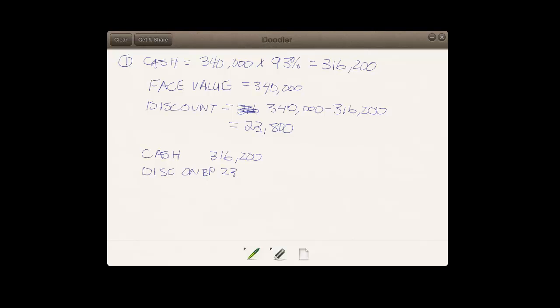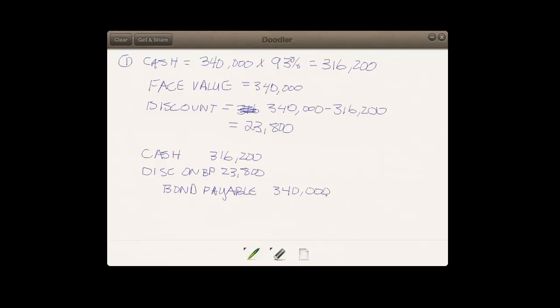of $23,800. And finally, we record the liability, which is bonds payable. Having some troubles with my pen here. Bonds payable. So that's the face value of $340,000. So at this point, no interest has been incurred. We're just recording the issuance of the bond.